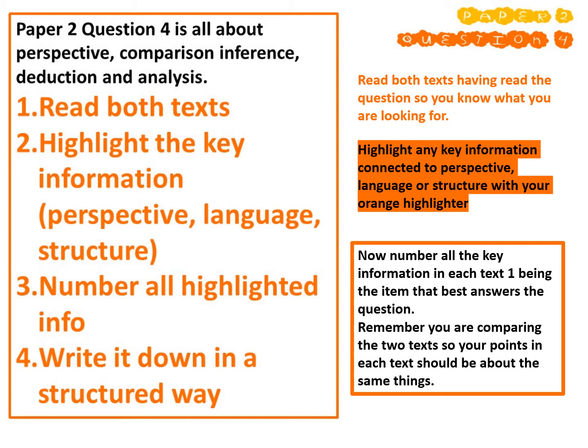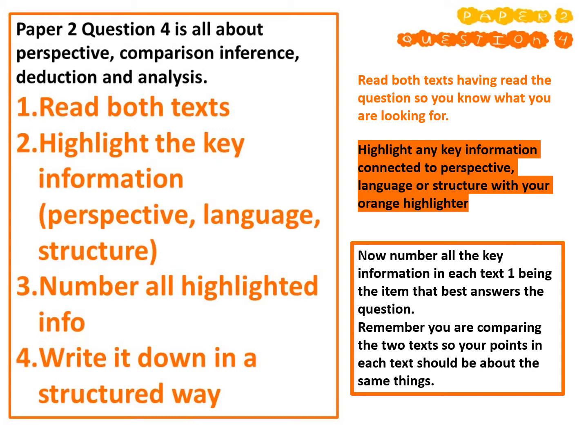You need to read both texts that you get, and we have attached 2 texts to Class Charts to help you with what I've written later on. Using your highlighter, you will highlight any of the key information regarding perspective and any language or structure thing that helps you understand what the perspective is. You will number everything you've highlighted, 1 being the thing that best answers the question, down to however many you've numbered. And remember, you are comparing the 2 texts, so your points in each text should be about the same things. And then you will write them down in a structured way on the paper.